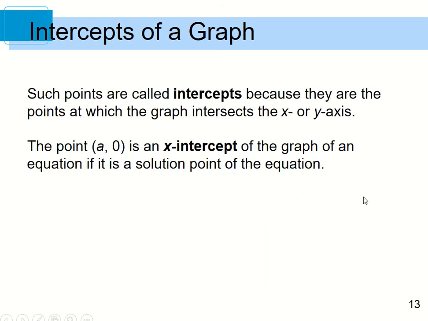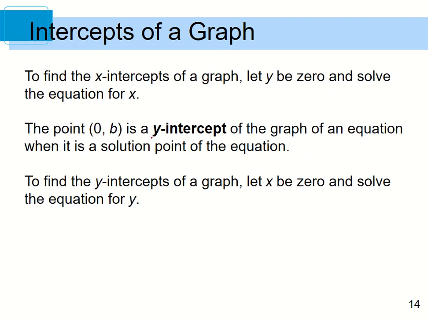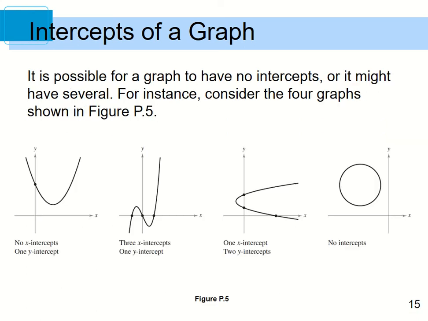So for the x-intercept, the y is 0, and the x-intercept is always in this form: (a, 0), where a is a number and y is always 0. For the y-intercept, it's always in this form: (0, b), where x is always 0 and y is a number. Now, it is possible for a graph to have no intercept, like this.